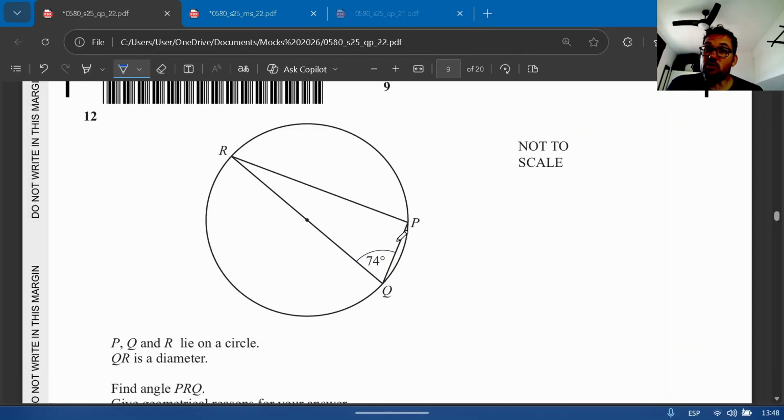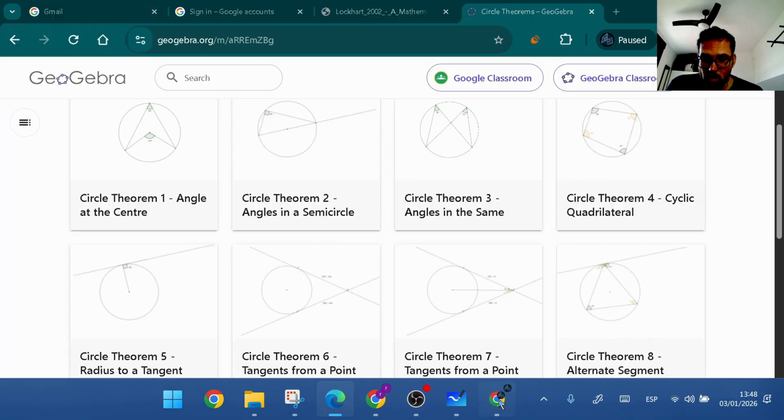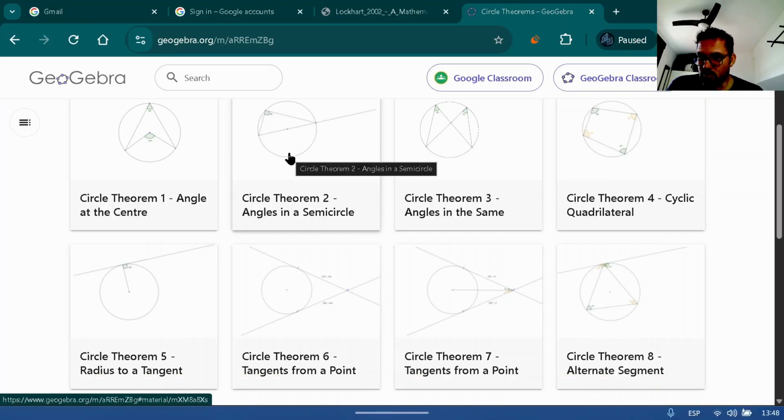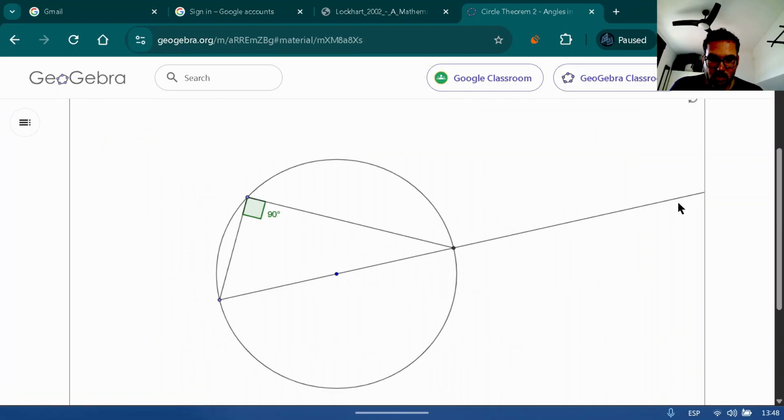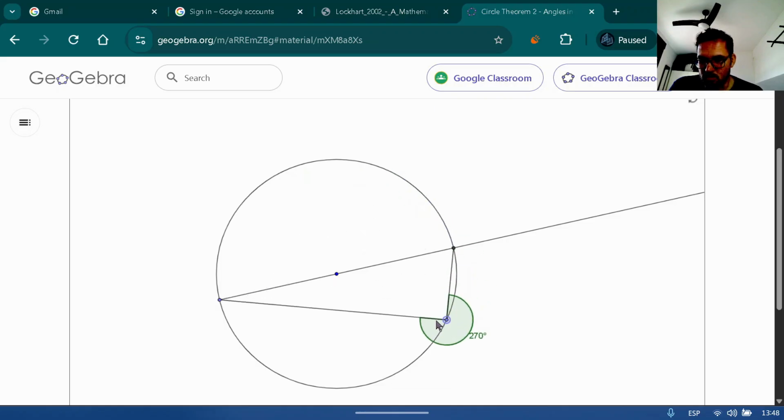Question 12 is a circle theorem. What you need to recognize here by reading is that P, Q, R is on the circumference of the circle. QR is the diameter, that's very important. So recognize here that of all the circle theorems we have this one, which is angle in a semicircle, not the angle at the center. Angle in a semicircle, meaning if you have a diameter and 2 lines that subtend from that, you have 90 degrees.